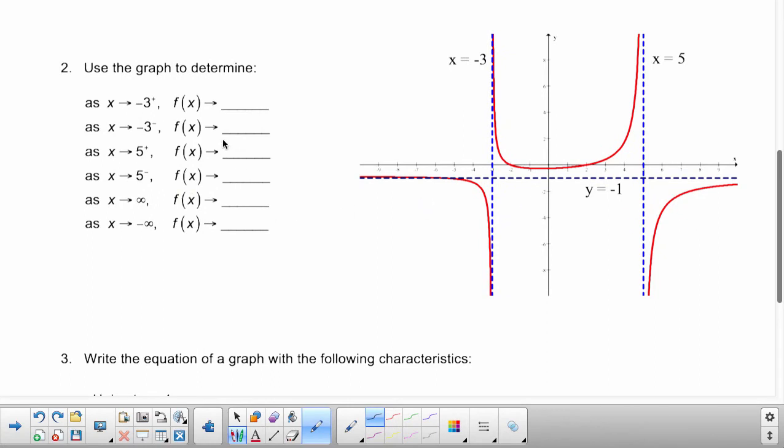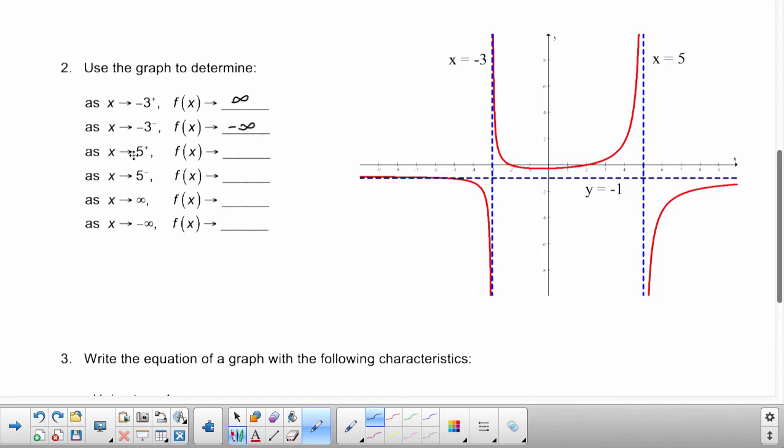All right. As x approaches -3 from the positive side, or from the right, I go to my -3, I'm looking from the right, put my pencil on my graph, follow it along, approaching that line. What is f of x doing? It's approaching positive infinity. As x approaches -3 from our left-hand side, from the negative side, I'm going to go to the left-hand side of that point, x equals -3, follow my graph, and I'm going down to negative infinity.